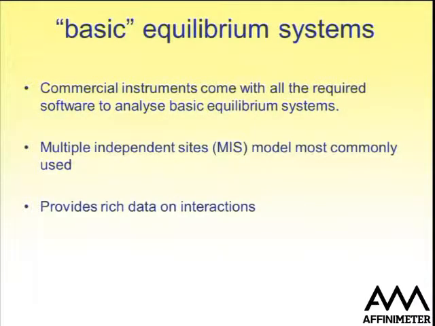And the typical model that people use is the multiple independent binding sites model. And this gives you very rich data on interactions. We've already seen some hints about proton coupling, and I assume we're going to see more about that later on. But again, this is if you are the lucky person who has this type of data, or if you are the lucky person who can adjust their system so that you are getting this type of data by using the right conditions, the right concentrations.